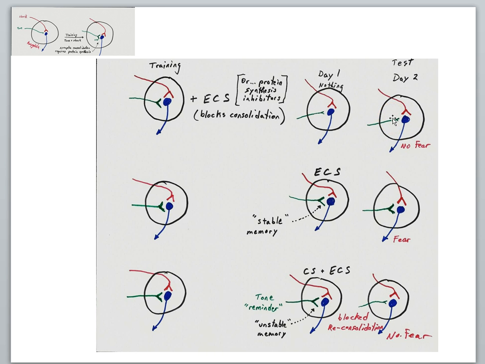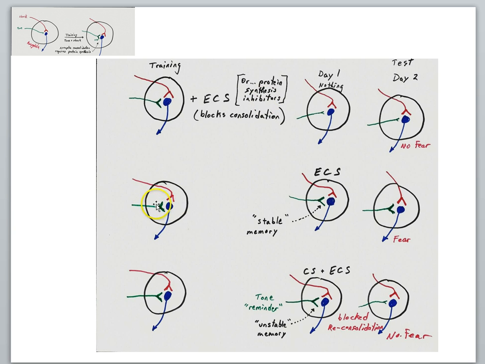And so when you test on day 2, you're going to get no fear to the tone. So remember, they were given the training, they were given ECS right after the training. On day 1, nothing in that group, nothing happened to them. On day 2, they're tested, no fear, because that pathway did not get molecular consolidation. The ECS after training, and you can also use protein synthesis inhibitors, will block molecular consolidation.